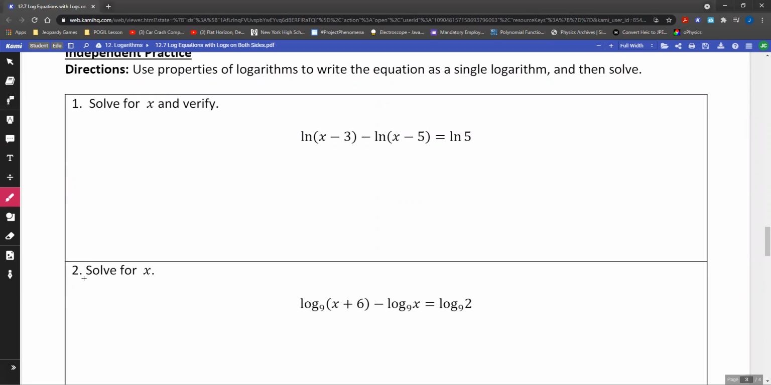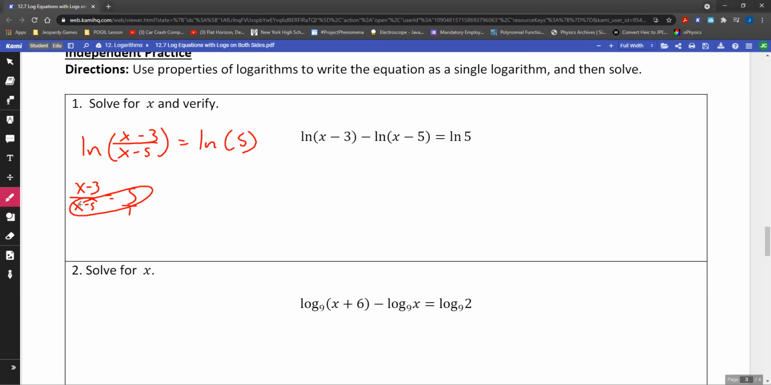So this is what I was referring to before about combining the ln and log terms. So here we have two ln terms on the left, but we can't do that. So we're going to combine them. Since they're being subtracted, that means the two parts are being divided using the quotient rule. So we end up getting x minus 3 over x minus 5 equals 5.